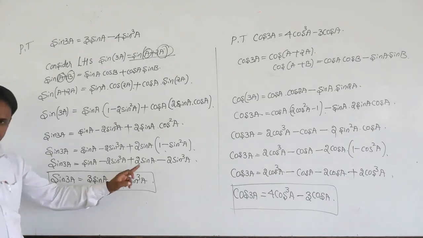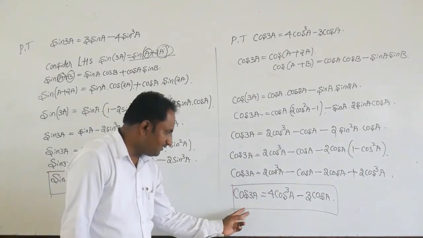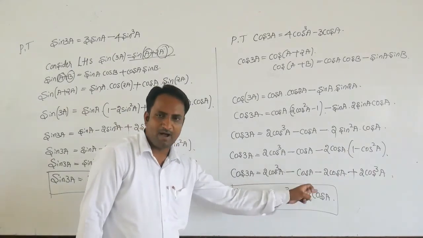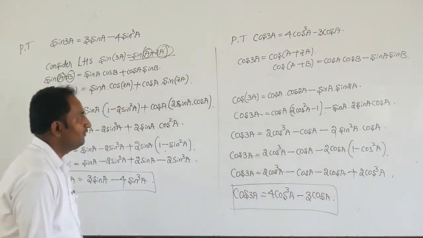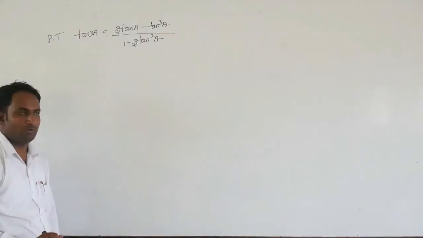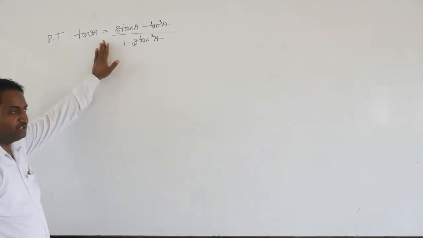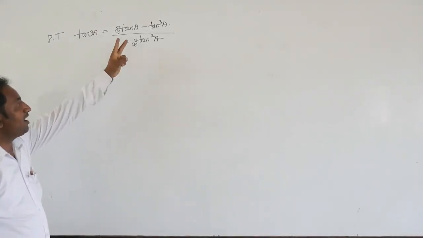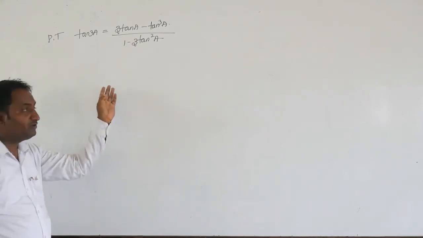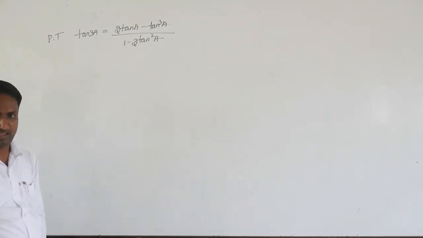Here these two are very important results, because sin of 3A is equal to 3 sin A minus 4 sin cube A, and cos of 3A value is 4 cos cube A minus 3 cos A. Another very important result is tan of 3A is equal to 3 tan A minus tan cube A divided by 1 minus 3 tan square A.